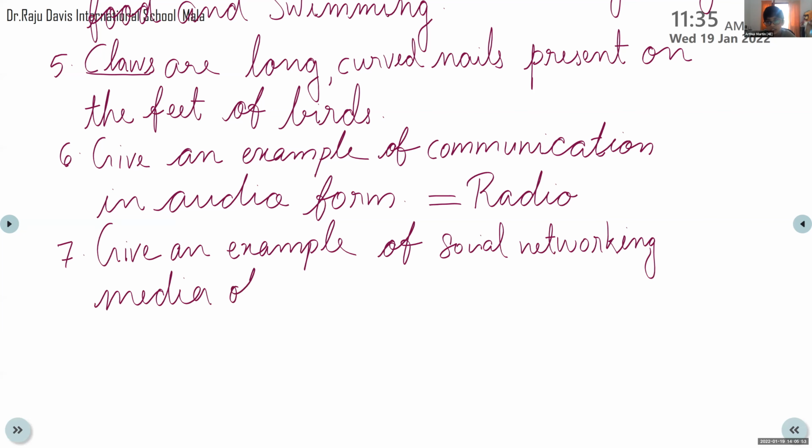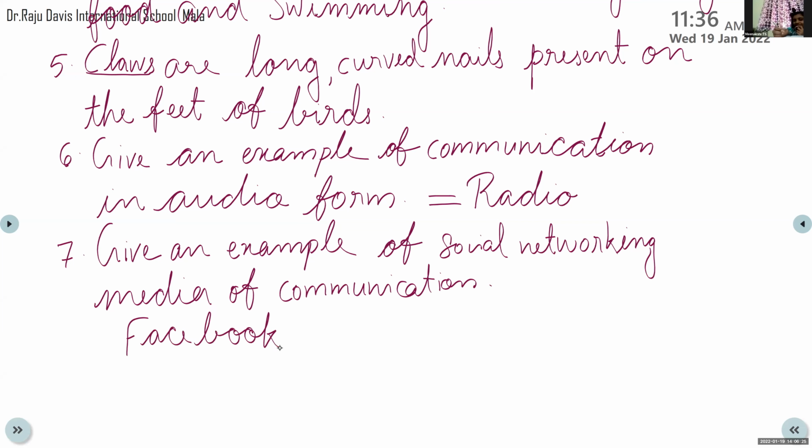Can you write anything? What do you know about that? Mobile and laptop. We are using Facebook, WhatsApp, Instagram. All these things are social networking, right? Through all these things, we are communicating with social media. Telegram. So you can write an example: Facebook or WhatsApp. I'm writing it.